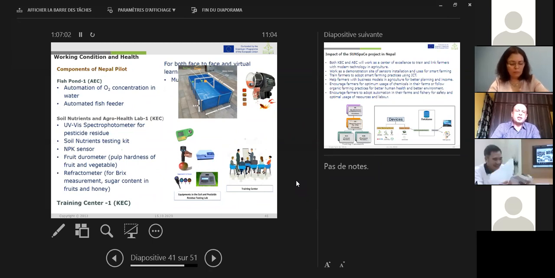It will have a UV spectrophotometer to measure pesticide residue. It will have instruments for measuring soil parameters. It will have NPK sensors. It will have a fruit durometer to measure the hardness of the pulp. And it will also have a refractometer to measure the sugar content of fruits and honey. There will also be a training center at KEC, which will be equipped with multimedia and other facilities for face-to-face as well as virtual training. Can you change the slide, please?